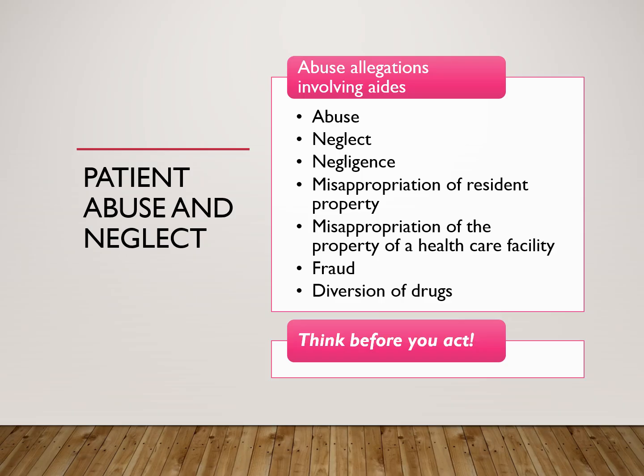Once the investigations branch receives a report of an allegation involving an aide from a home care agency, the aide and the aide's actions are investigated by the branch. If the evidence shows that the allegation is true, the aide's name and actions will be listed on the healthcare personnel registry. You do not want that to happen, guys. This is really serious stuff.